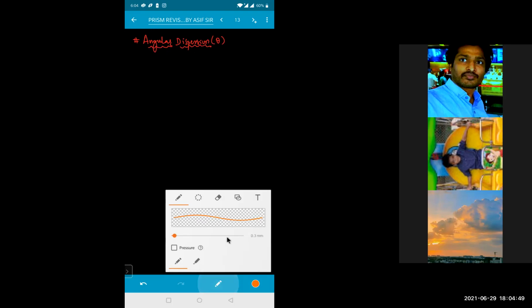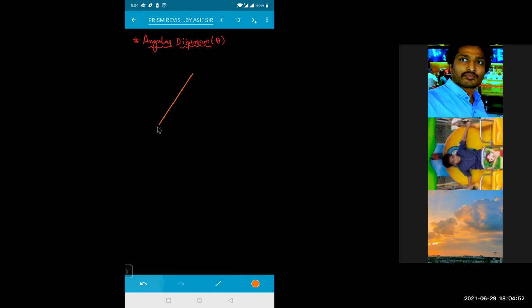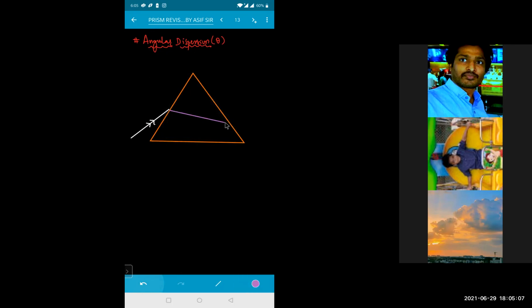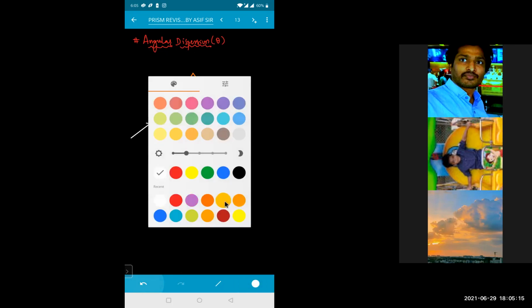Angular dispersion, represented by theta, is the deviation in which the rays of light are present. Say I take white light through the prism, like this. When white light is incident on this, it undergoes deviation. So there will be deviation like this, with the different colors. For red and violet, yellow is taken as the mean color.